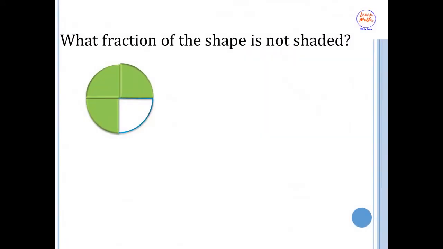Another question here: what fraction of the shape is not shaded? Can you do that? Just try it. The shape is divided into how many parts? That's the first thing. We have 4 parts, and 1 part is blank, that is not shaded. So we have 1 over 4. So fraction is as simple as that.